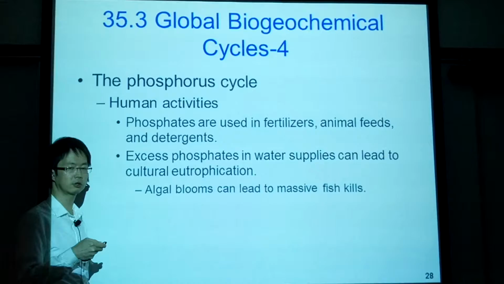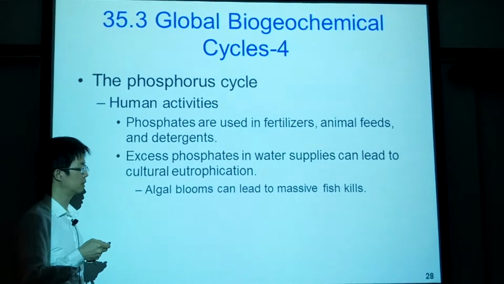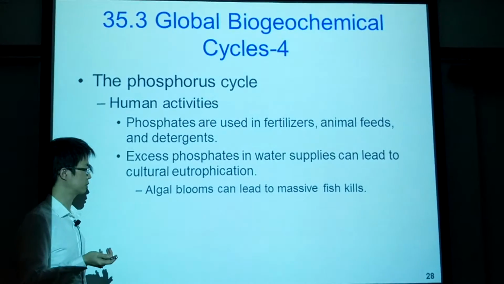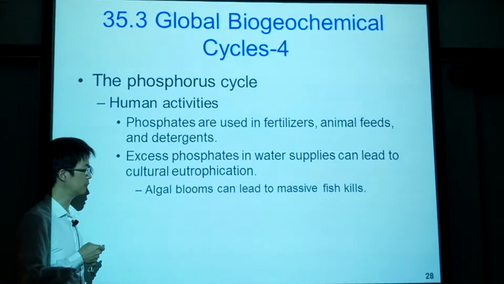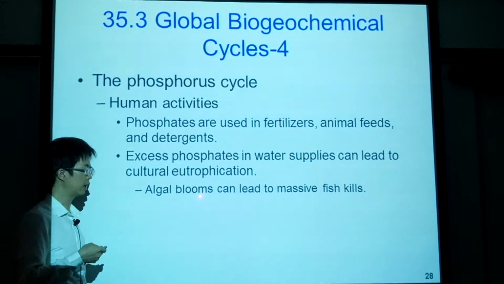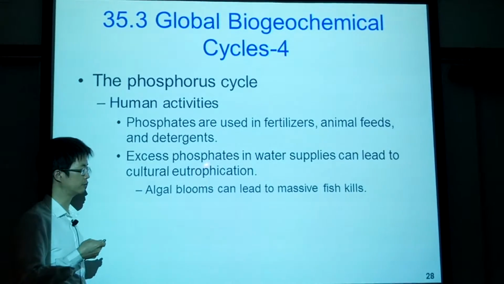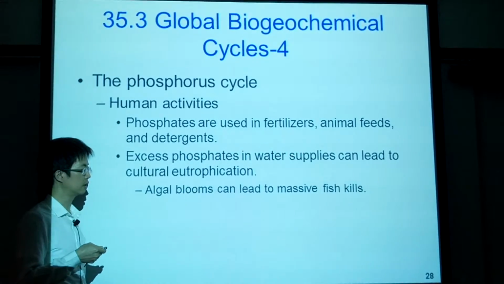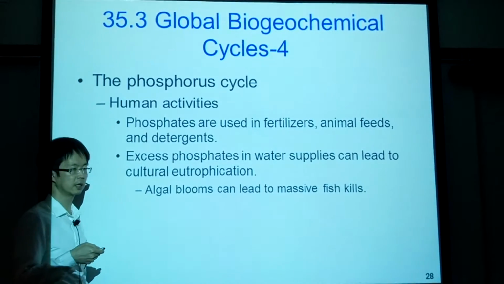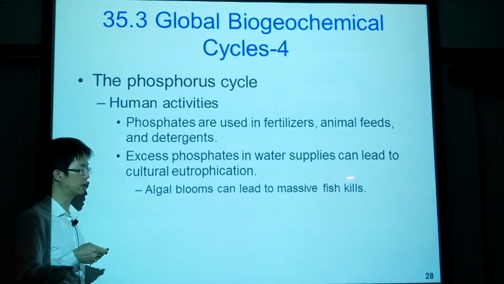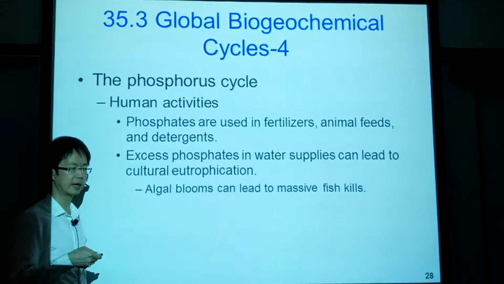Eutrophication means the overgrowing of algae. An example is the algal bloom. Algal bloom can kill lots of fish because it's an example of eutrophication. That means the algae get too much of the nutrient from the runoff of the phosphate. And then they will grow so much that they'll actually deplete all the oxygen in the water. And then you kill a lot of aquatic animals in that area.